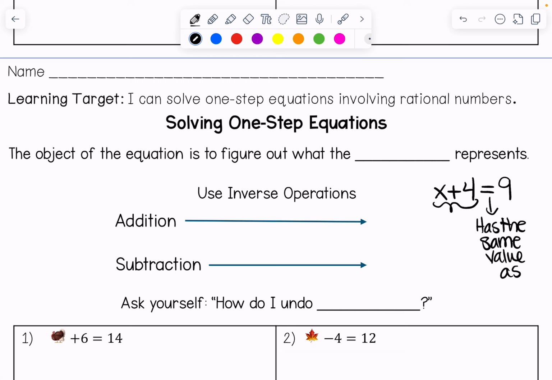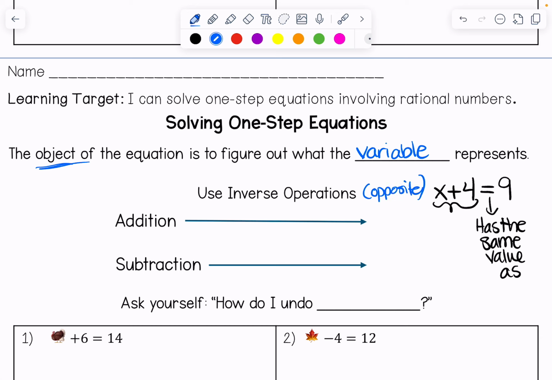So whenever we talk about solving an equation, the goal of your equation is to figure out what the variable represents. And when I say variable, we mean that letter or symbol that's representing some other value. So to do that, you want to get the variable by itself, alone on one side of the equation. And to do that, you need to use what we call inverse operations, or you could think opposite operations.